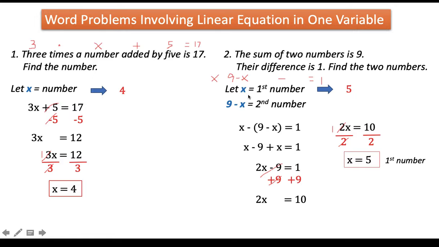Now, to solve for the second number, we're going to use 9 minus x. Since we know that x is equal to 5, we can replace x by 5. Then finally, 9 minus 5 is 4, and this will be our second number. So the two numbers that we are looking for are 5 and 4. To check if they are really correct, according to the first sentence, the sum of the two numbers is 9. So 5 plus 4 is 9. Their difference is 1. So 5 minus 4 is 1. Therefore, the two numbers are 5 and 4.